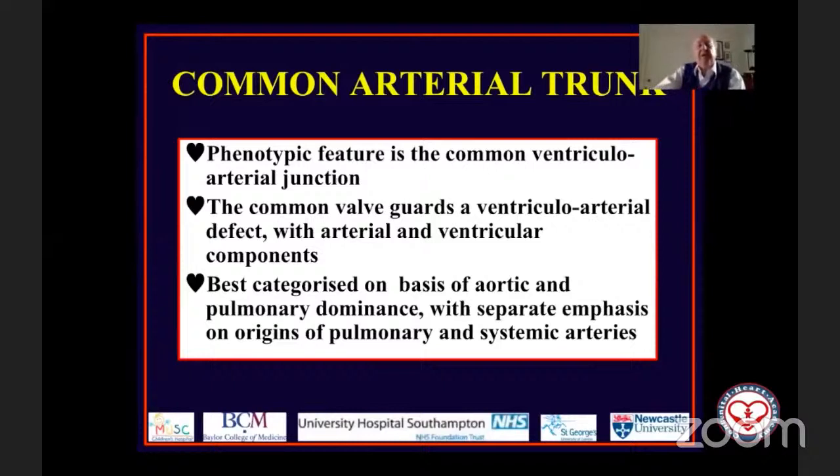But Diane has also shown you the need to take note of other features that are not to be found in the categorizations of Collett and Edwards, nor my very good friend Richard Van Praagh, and that is such things as sinusal origin of the pulmonary component or crossing of the origin of the right and left pulmonary arteries. And that is why, most importantly, we should be distinguishing between aortic and pulmonary dominance. It is a simple way of approaching things, but then with separate description of the arrangement of the pulmonary and systemic components of the intrapericardial arterial pathways. But again, the major feature, the phenotypic feature of the lesions we've been discussing, is the commonality of the ventricular arterial junction.